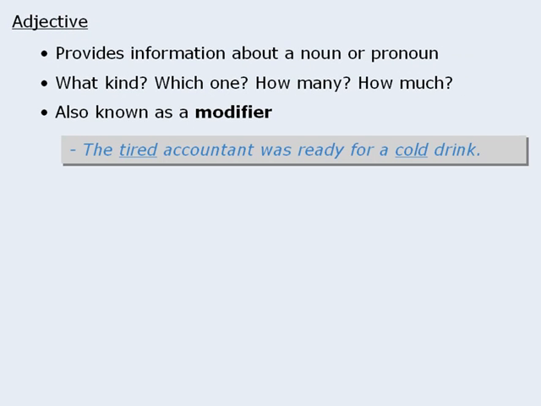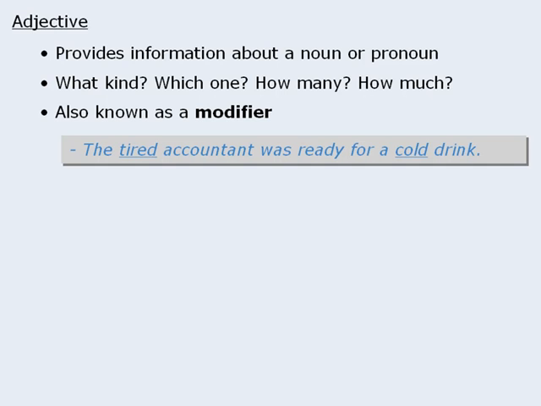For example, in the sentence, "The tired accountant was ready for a cold drink," the word tired is an adjective that describes the noun accountant. What kind of accountant? A tired one. The sentence also has the adjective cold, which describes the noun drink. What kind of drink are we talking about?